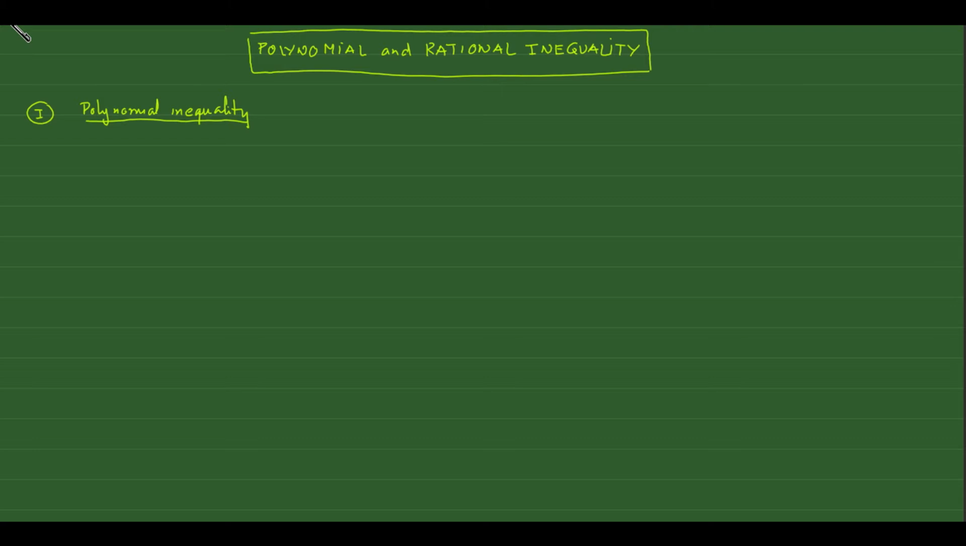And the method of solving a polynomial inequality is that we must be able to factor them out. If we can factor them out, then we can solve it by putting it on the number line, and try to find the interval notation that satisfies the inequality sign. Okay, so what I mean is this.